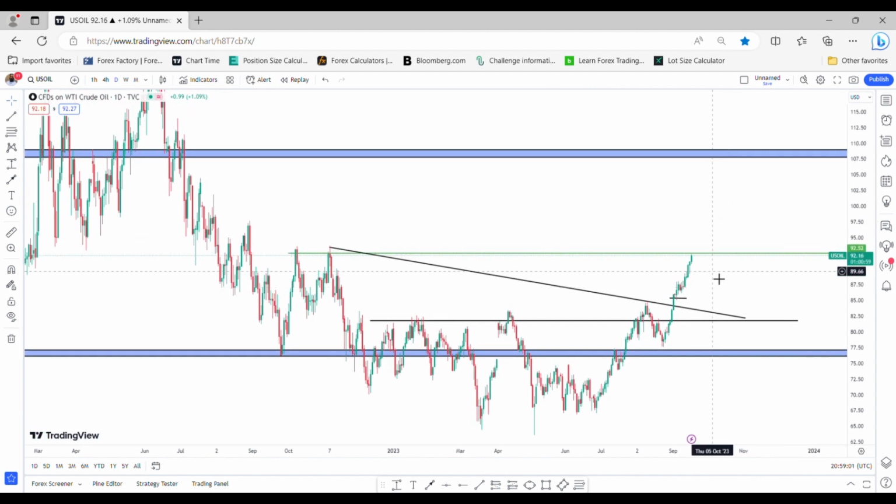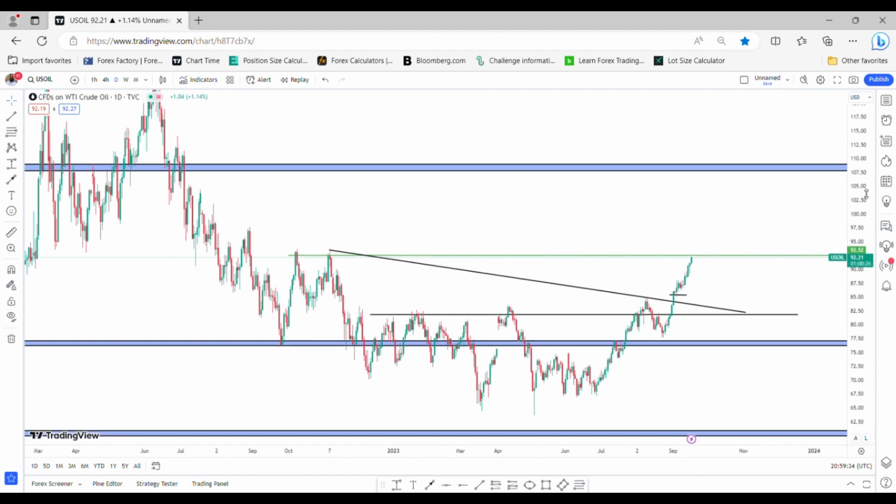However, if we break the $92 per barrel resistance area and it becomes a significant minor support area, and that area holds, the next target level for oil is actually going to be $108 per barrel. If we break the $92 area, the next target level for oil is going to be $108 per barrel. That is exactly going to be my call for oil.